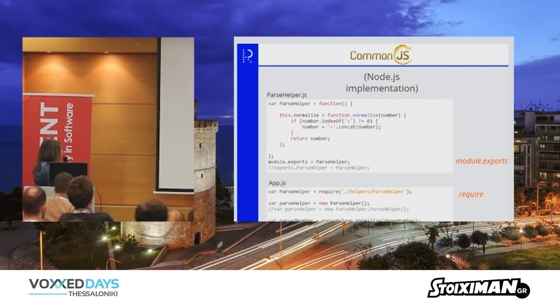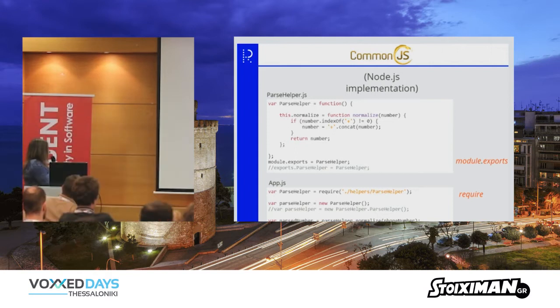This can be done in two steps. First, we need to export our parse helper file as a module, and then we have to import that module into our app.js file. In Node.js, in order to export our parse helper, we use the module.exports object, which is actually used for assigning functions or anything else we like to expose to other JavaScript files.